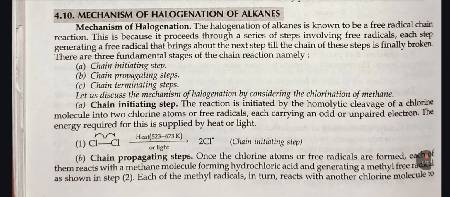First, chain initiation step. The reaction is initiated by the homolytic cleavage of a chlorine molecule into two chlorine atoms or free radicals, each carrying an odd or unpaired electron. The energy required for this is supplied by heat or light. Cl2 undergoes bond cleavage in the presence of heat or light and will give 2Cl radicals.